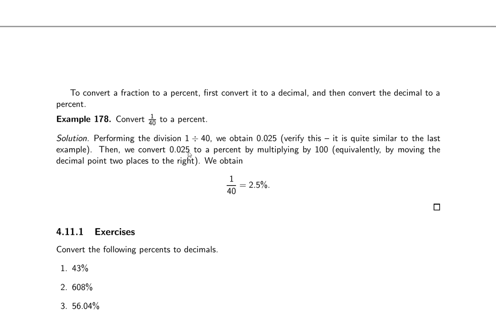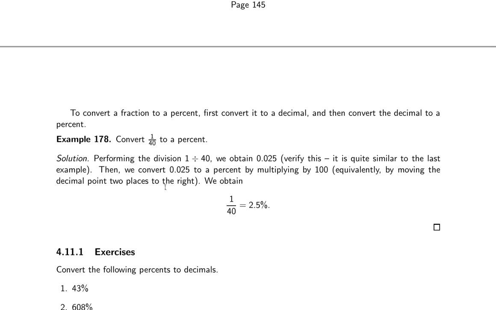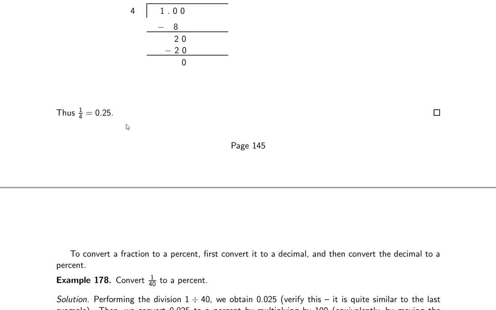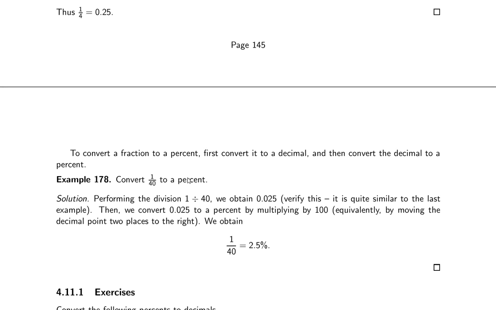One over 40, same deal. Divide 1.0 by 40. If you do the division, you get 0.025. That's the decimal answer, and as a percent, that's 2.5%. So this example is just 10 times smaller than the previous example.